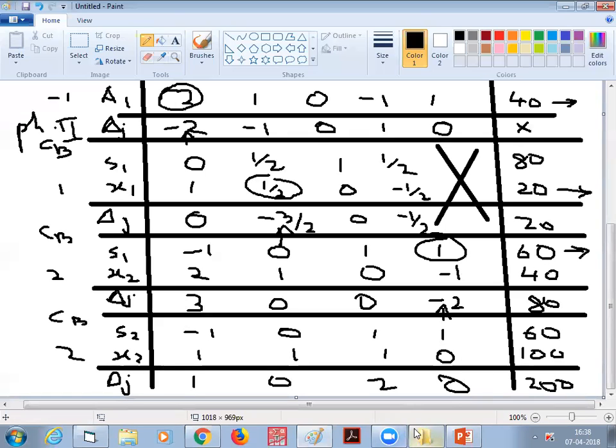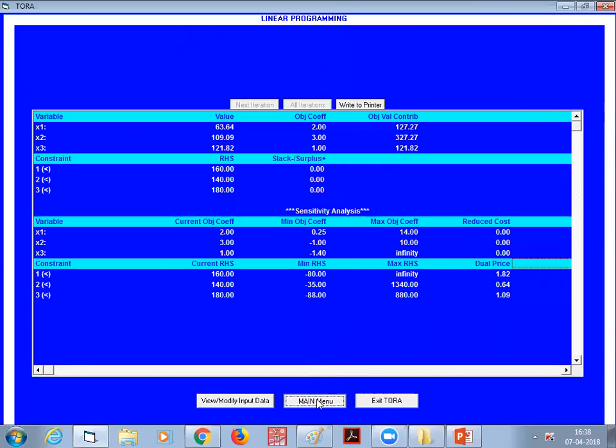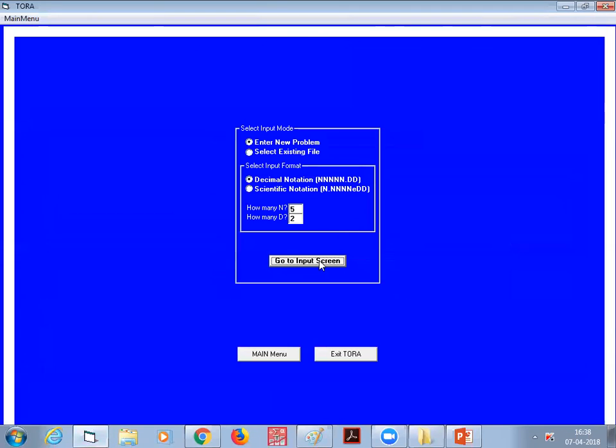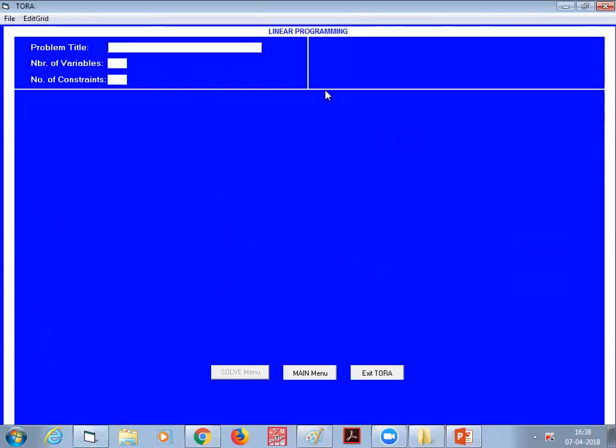By the way, let me show this in Torah as well. So let's go to main menu, linear programming. This time, let's just call it LPP, 2 variables, 2 constraints. The same problem, let's do it again.